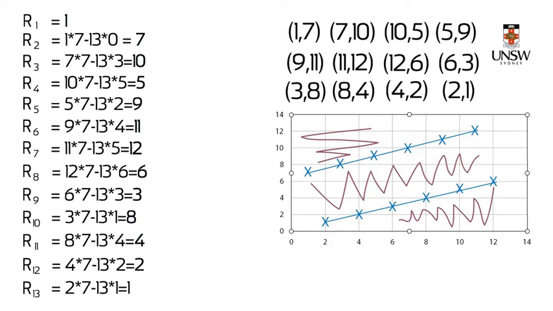So the linear congruential generator is useful to see how pseudo-random numbers are generated, but in practice we would use a better algorithm, such as the Mersenne twister.